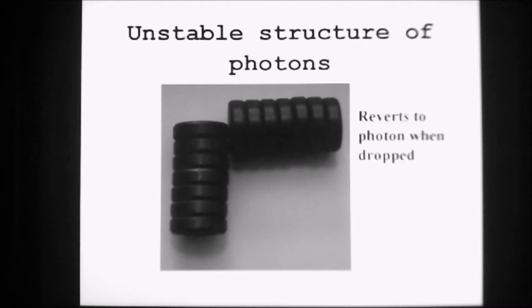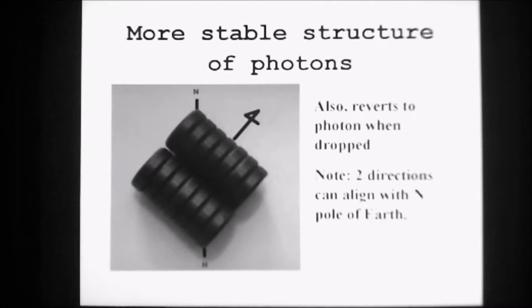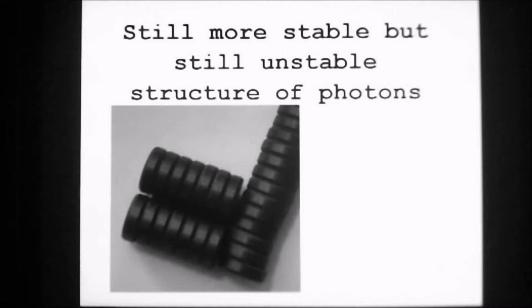This is another structure of 2 photons. It's an unstable structure because when you drop it, it will revert to a single photon. Here is a little more stable structure, but still it will revert to a photon when dropped. You will note that there are 2 poles here that will align to the Earth's magnetic pole. Still more stable, but still it'll turn into a photon when you drop it, has a cross member here.